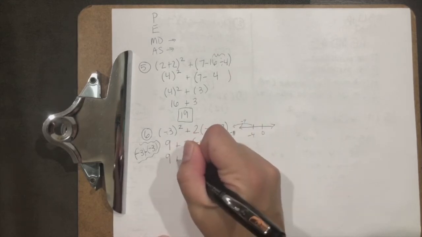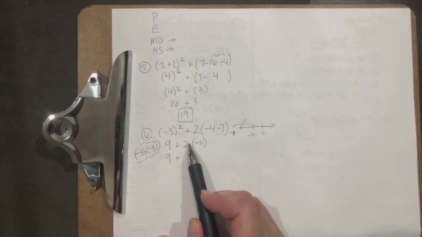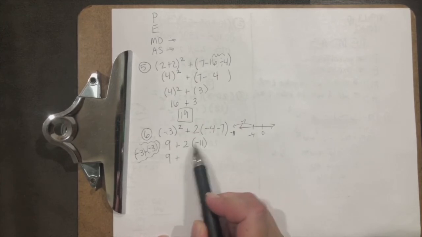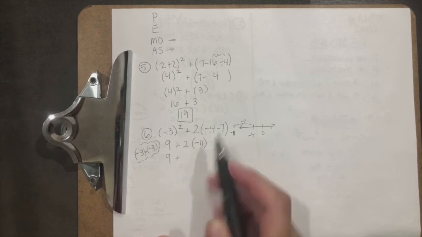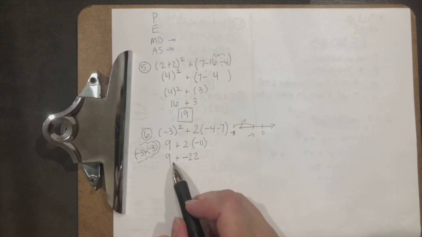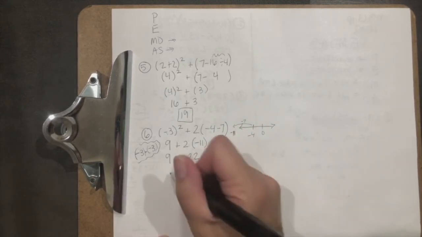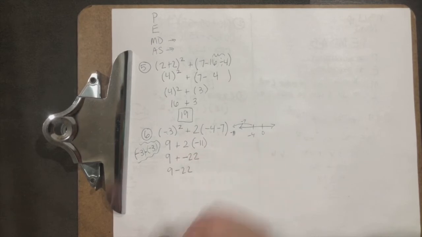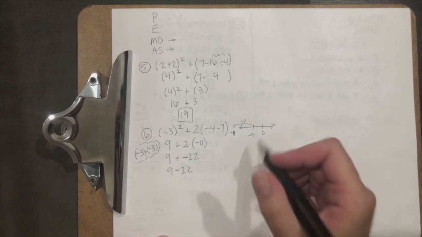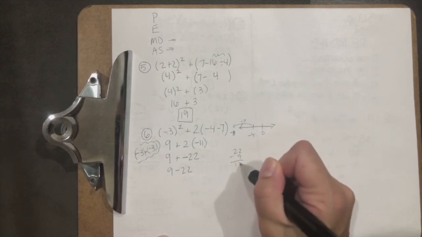Bring it down, 9 plus, and then if we got rid of that parentheses, we're going to have 2 times negative 11. So 2 times negative 11 is negative 22. 9 plus a negative 22 is just 9 minus 22. So let's take the bigger one, 22, and subtract 9 from it. It's 13.